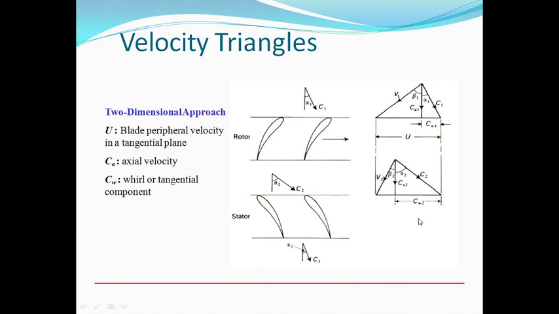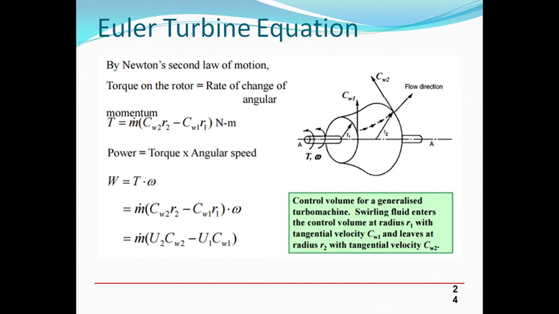As the name says, it's swirl. How much turning you are having. Swirl angle. Swirl or whirl angle, we call that as tangential component. So that creates the work action. Here what happens is, that change in the velocity, that's how you are giving the energy to your fluid, tangential component.